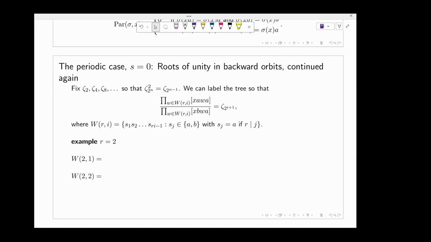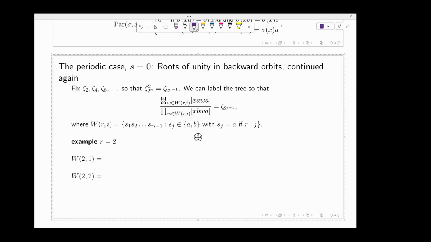But I'm just going to tell you what the punchline is, or how we want this tree to be labeled. So first, what we're going to do is fix some sequence of 2-power roots of unity so that when I square zeta sub 2^n, I get zeta sub 2^(n-1). And now I want to say that if I take the product, this is the notation we're using for these nodes when we're in a product.